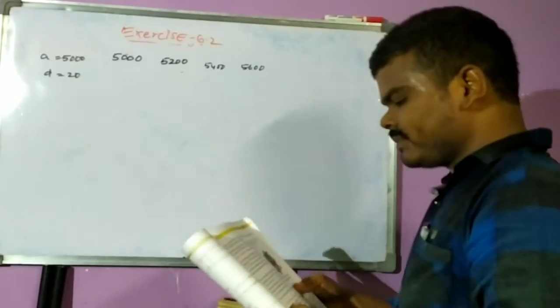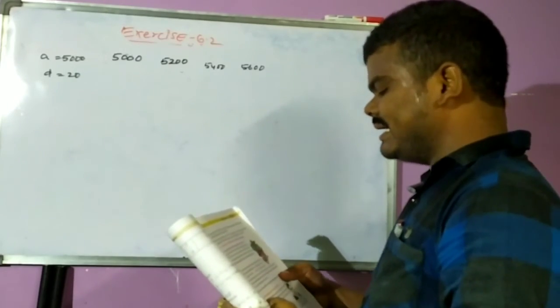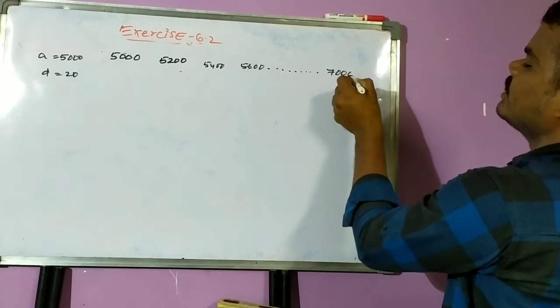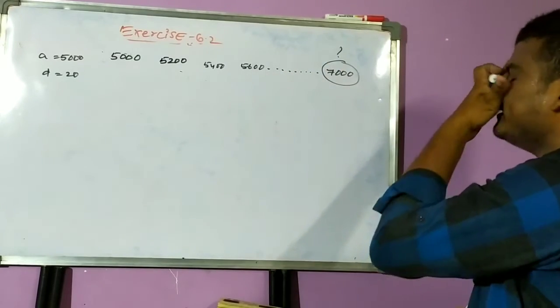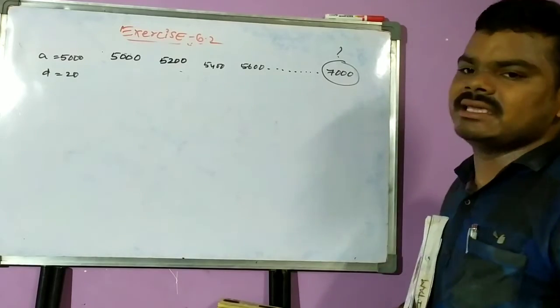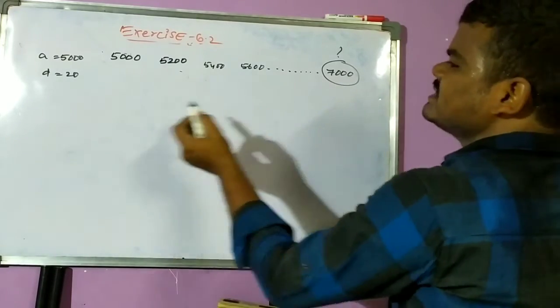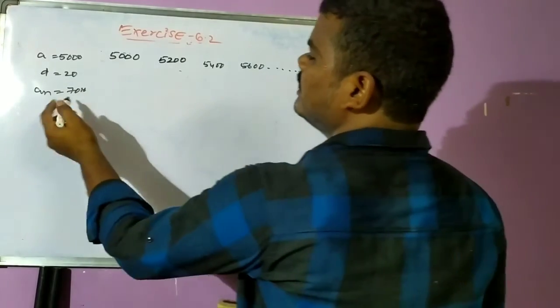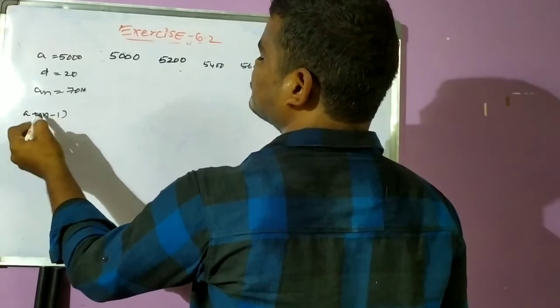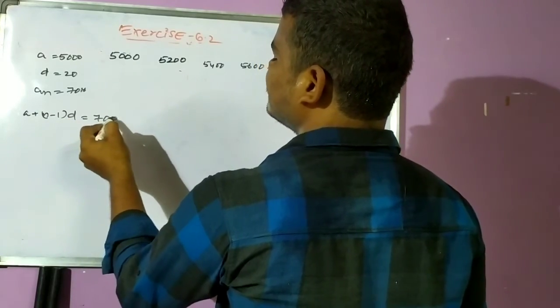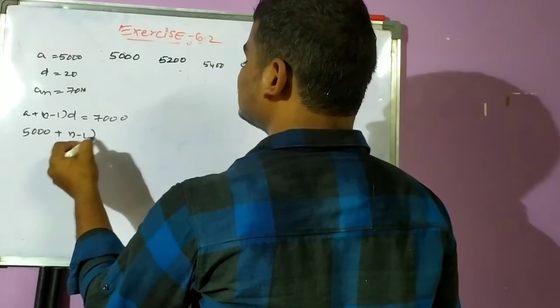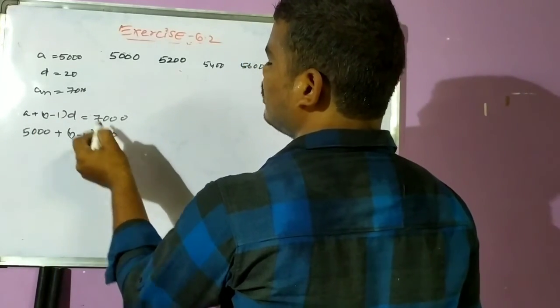Now the question is, in which year was his salary 7,000? That means we need to find the nth term of the given series. This is an. An is equal to 7,000, the nth term of the given series. Now an is equal to a plus n minus 1 into d. That is 7,000. The a value is 5,000 plus n minus 1 into d value, which is 200.